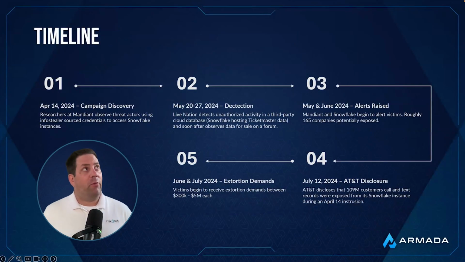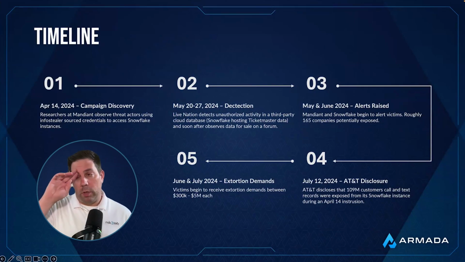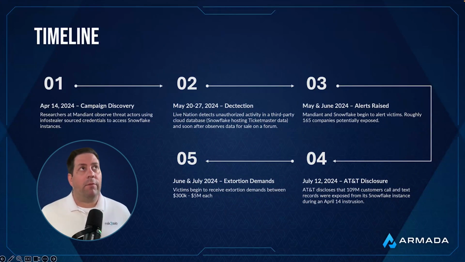If we look at a timeline, April 14th, 2024, what happened here was researchers at Mandiant identified that Infostealer source credentials were being used to access Snowflake instances. So, there are different logging and reporting mechanisms you can put in place with Snowflake to see who's accessing them, what they're doing, what kind of queries they're running, that kind of thing. And so Mandiant had this telemetry and could correlate and see that, hey, these credentials are in stealer logs. We're seeing suspicious activity in these Snowflake instances, and they put the two together and identified that.